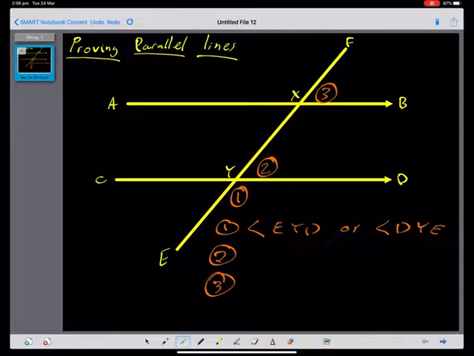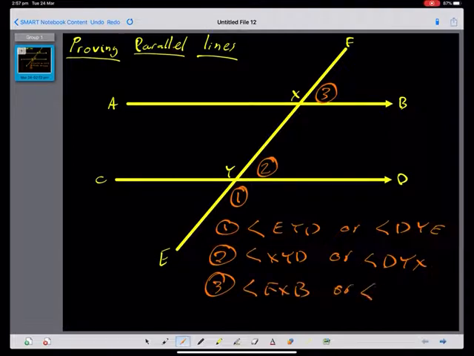Hopefully you've done that now. Angle 2 is XYD or DYX. Angle 3 is FXB or BXF. Let's have a look at two examples and then we'll do two problems.